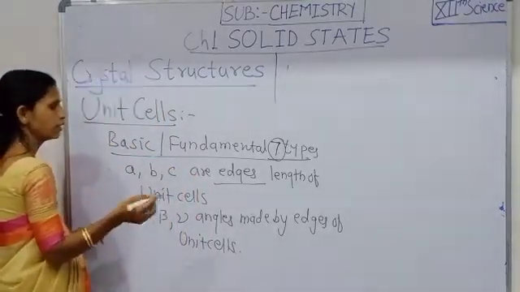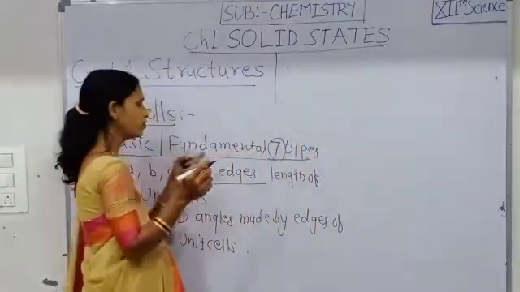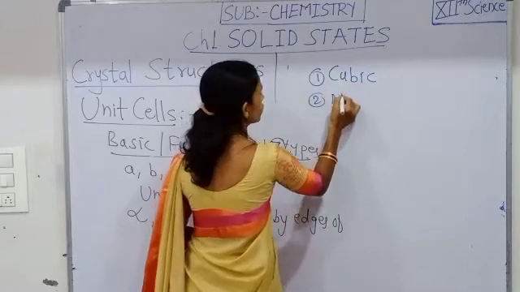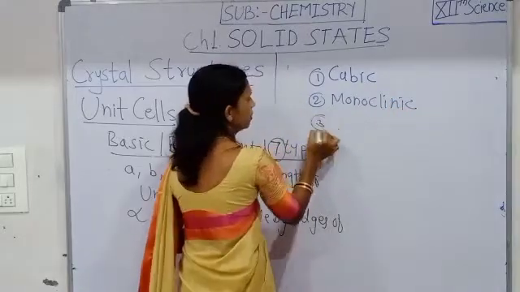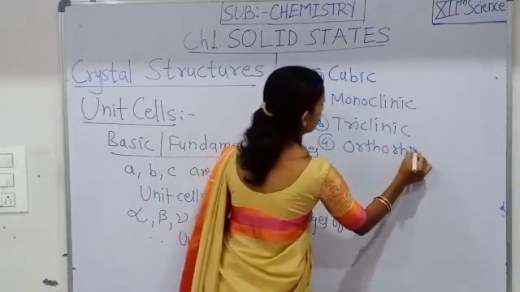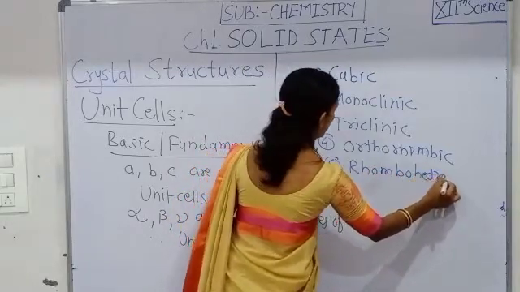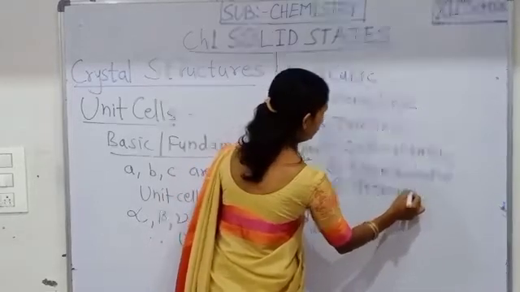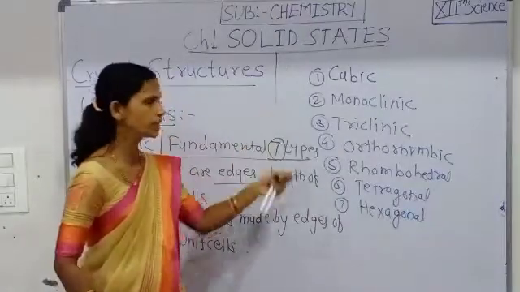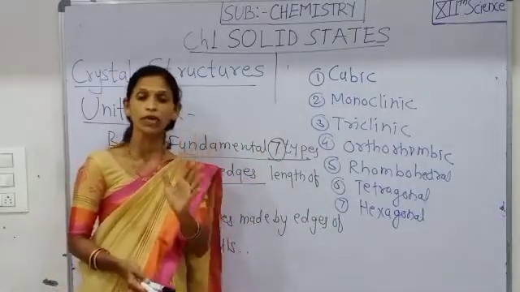See here, there are a total of 7 basic fundamental unit cell types depending upon those parameters: cubic, monoclinic, triclinic, orthorhombic, rhombohedral, tetragonal, and the seventh one, hexagonal. These 7 basic fundamental types of unit cells are further classified into a total of 14 types.